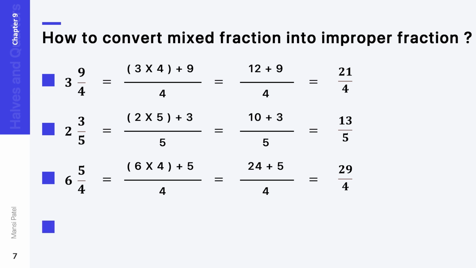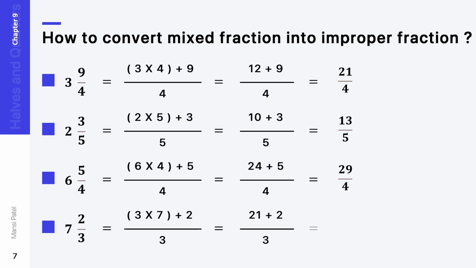Let us see one another one. 7 integer 2 upon 3. So first you have to do the multiplication of 7 and 3, or we can say the multiplication of 3 and 7. Whatever the answer is that you have to add in 2. So 7 3s are 21. 21 plus 2 is equal to 23. 23 upon 3, that is your answer.